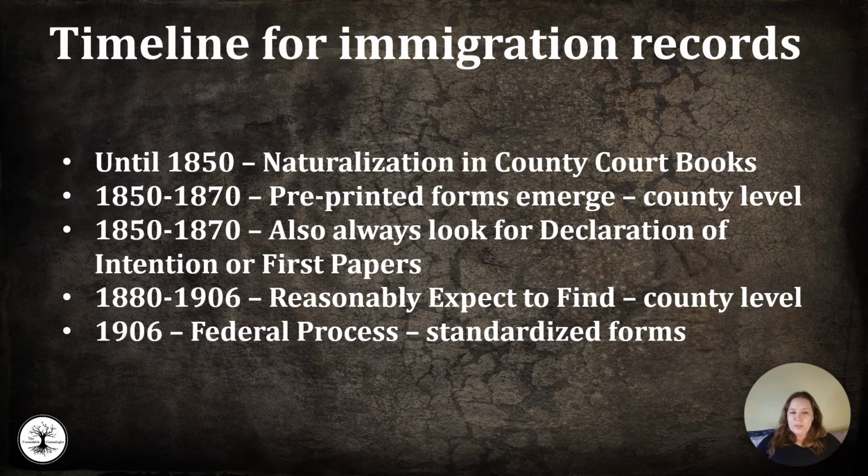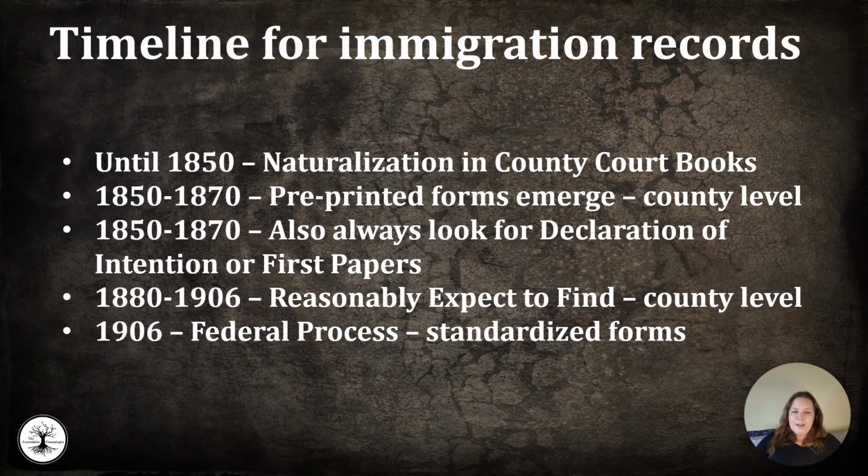1850 to 1870 is when those pre-printed forms start to emerge, but they are kept at the county level and created at the county level. So they are not standardized. They will have different amounts of information on them. They will not all tell you exactly where somebody came from. When you're looking for records 1850 to 1870, also look for declarations of intention to become a citizen. Those are also called first papers. People needed to declare first before they could become naturalized later.